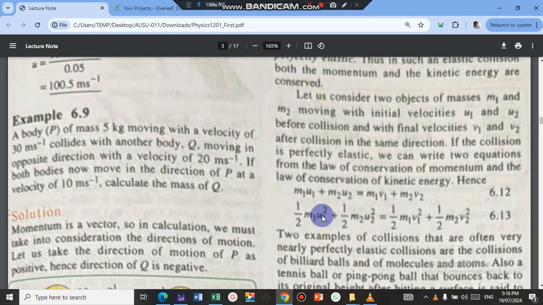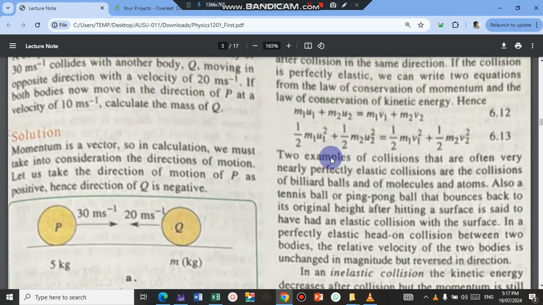And then we can write the second equation for conservation of kinetic energy. Half m1 u1 squared plus half m2 u2 squared. This is the total kinetic energy before collision. And then half m1 v1, the new velocity, squared plus half m2 v2 squared. And this is the total kinetic energy after collision. This is true only for elastic collisions.